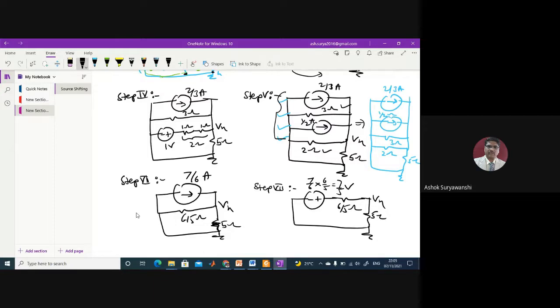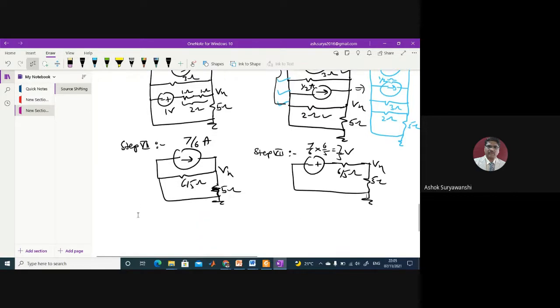So this is the simplified diagram. Now from this diagram, you can find out the value of Vx. For that you can do further analysis. Suppose this is current I flowing through this one. So what will be I? I will be equal to total voltage in the circuit, which is 7 by 5, divided by total resistance, which is 6 by 5 plus 5. So this comes to be 7 by 5 divided by 31 by 5. So it is 7 by 31 ampere.